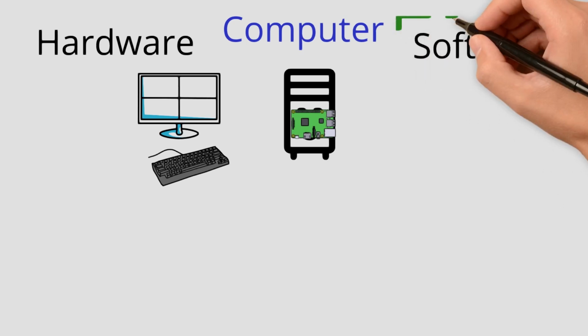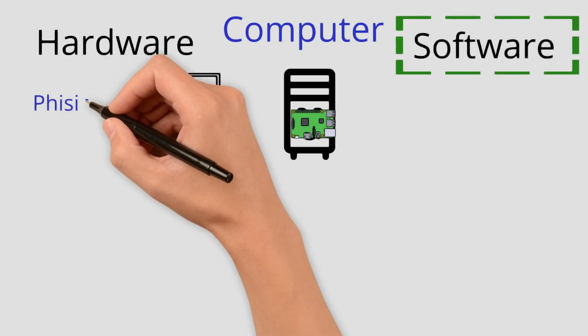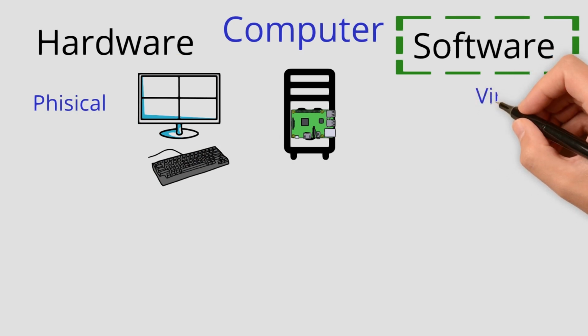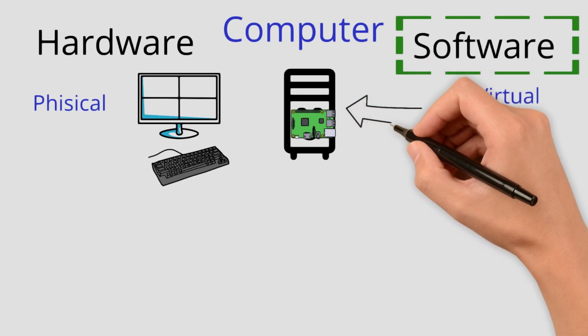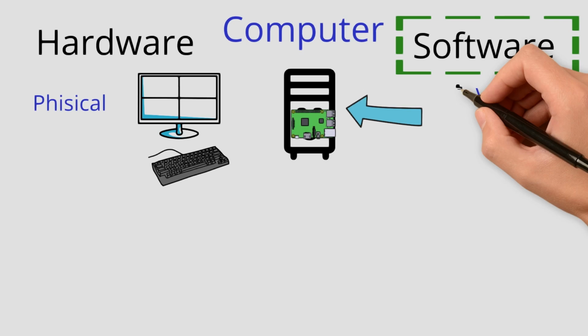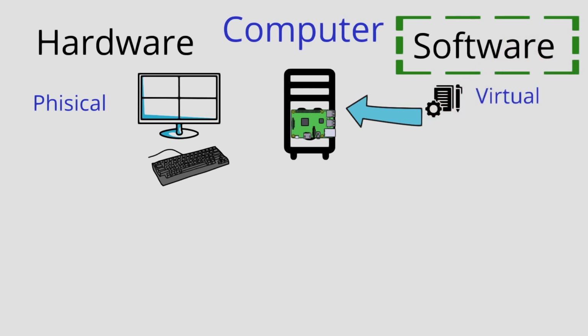Now let's talk about software, the other part of a computer. Hardware was the physical things, but what exactly is software? Software is the virtual things that make the hardware execute tasks. Without software, a computer is just an object. But you need software to interact with it. Software is a set of instructions that tell the hardware what to do.